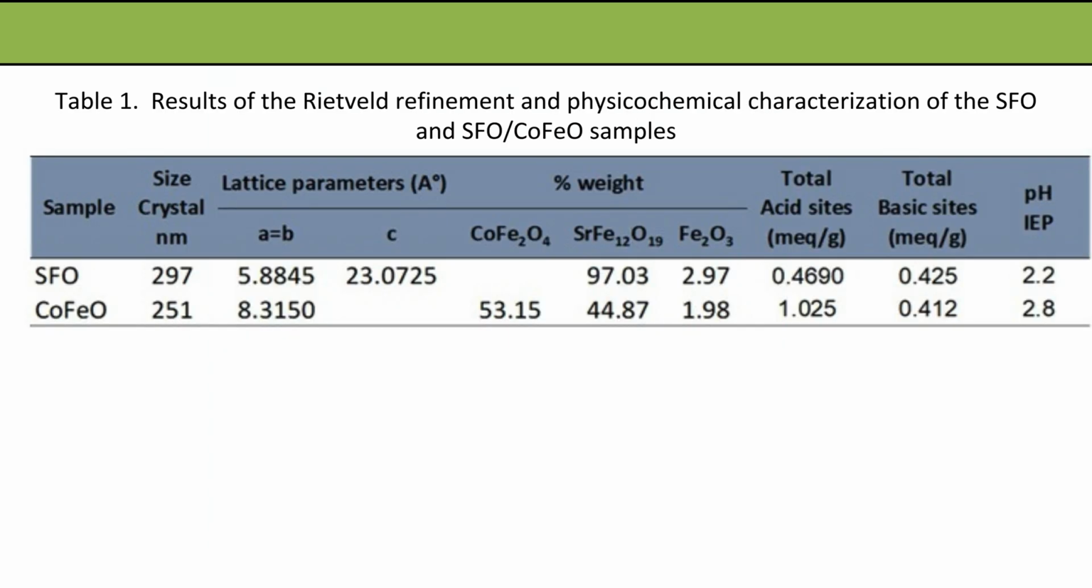The information obtained through the Rietveld refinement method for the crystal size, lattice parameters, density, and weight percentage of the phases in the samples is presented in Table 1. The results indicate that the average crystallite size of the SFO sample was 297 nanometers. While for the composite sample, the size of the cobalt ferrite phase crystallite is estimated to be 251 nanometers, and the percentage of cobalt ferrite is 53.15%.